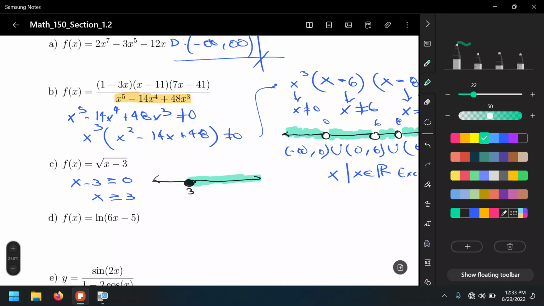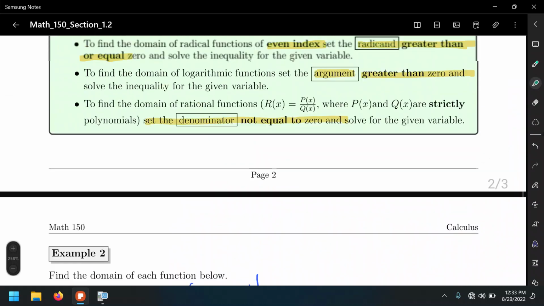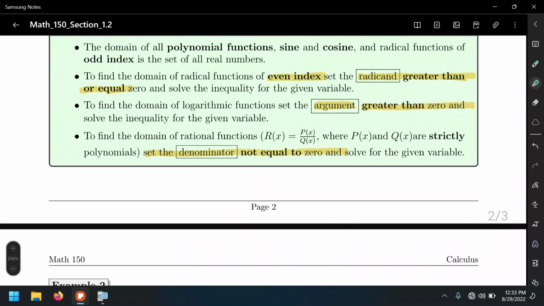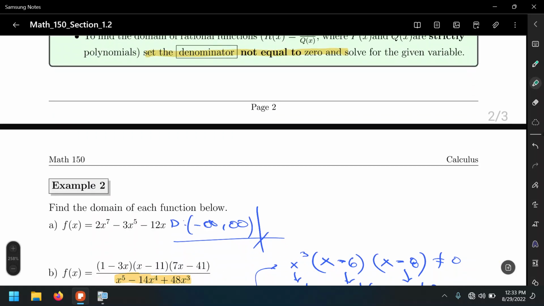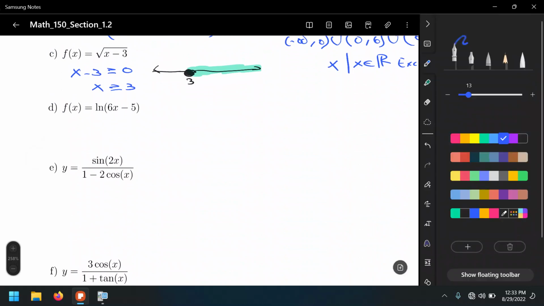Natural log of 6x minus 5. What do we do for logarithmic functions? Let's go back to the guidelines to find the domain. Very similar to the radical one, right? Except that we get rid of the inclusion here. So this would be 6x minus 5 greater than 0, just greater than, and 6x greater than 5, and x greater than 5 over 6. Alright?